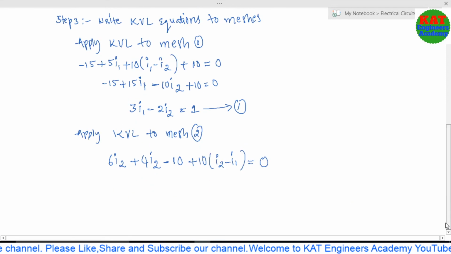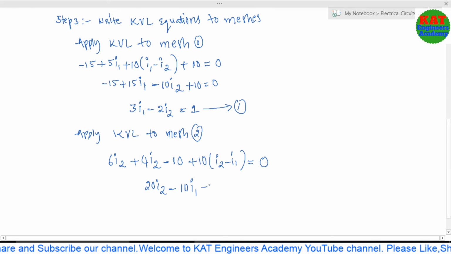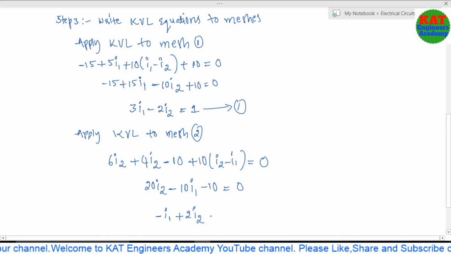Now you have to simplify this equation. Here 6 I2 plus 4 I2 is 10 I2, so finally we get 20 I2, next minus 10 I1, next minus 10 equal to 0. Just take the 10 as a common. Finally we get minus I1 plus 2 I2 equal to 1. Now consider this equation as the second equation.